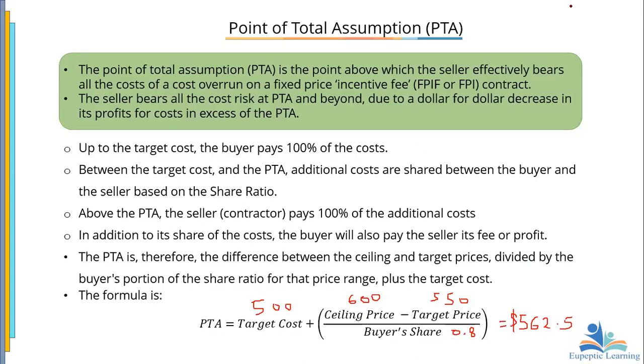So it means that at this point and beyond, it says that the point beyond which the seller effectively bears all the cost of a cost overrun on a fixed price incentive fee contract. He bears all the risk at this due to a dollar for dollar decrease in net profit. So you see what is going to happen here.